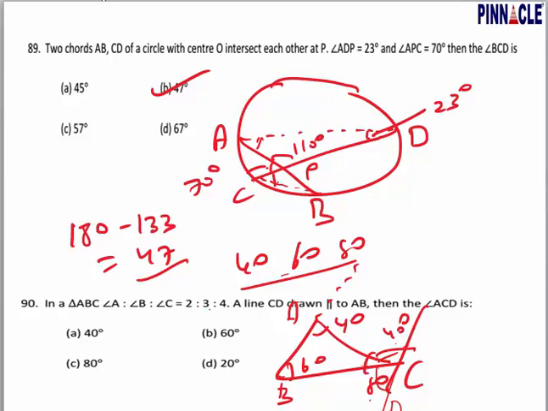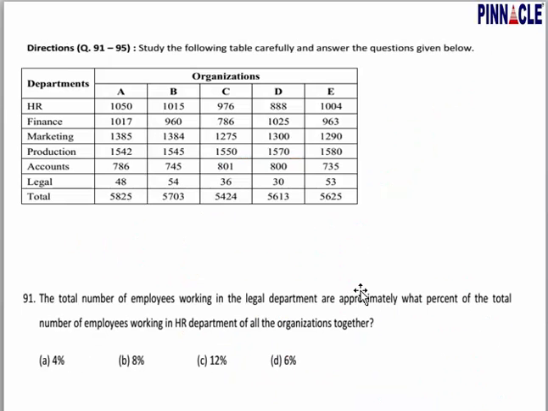So this is BCD. I think he is asking BCD, that is 60 degrees. Otherwise it would have been 60 plus 80, 140, and the option 140 is not given. So here the question is, what is the value of BCD? And in that case, the answer would be B.